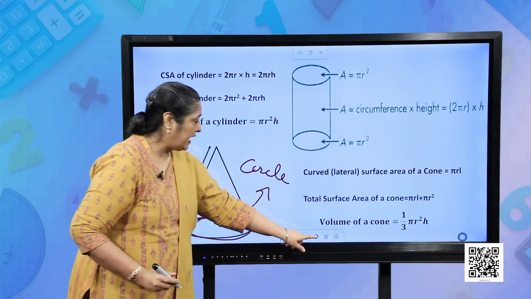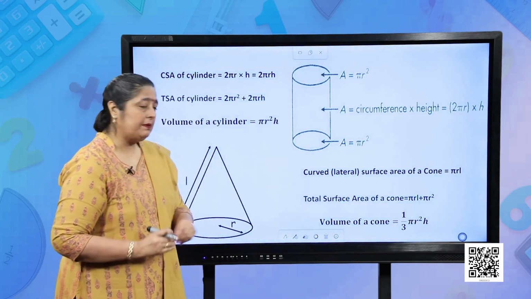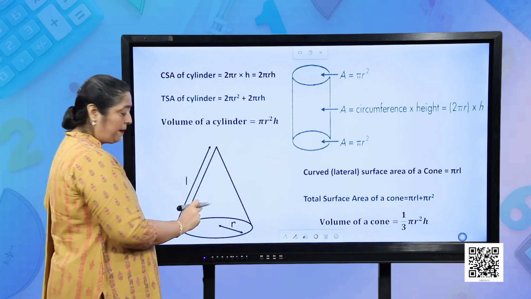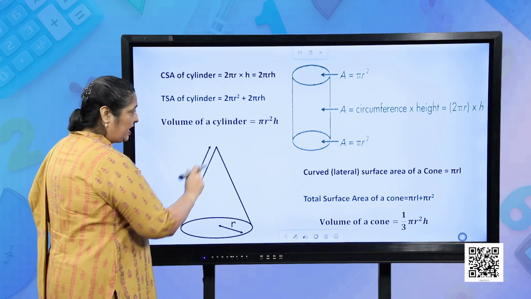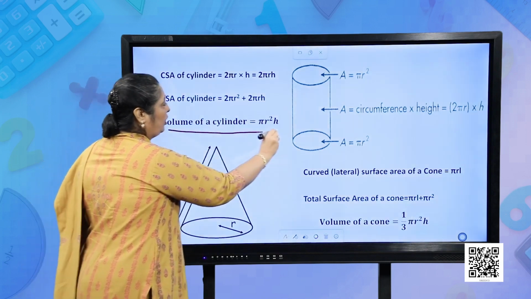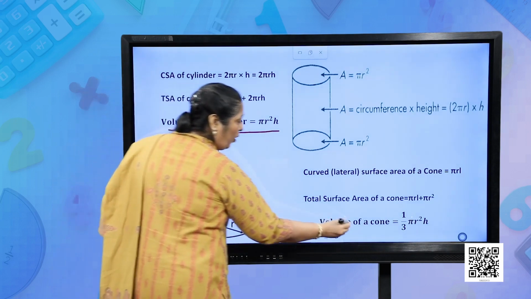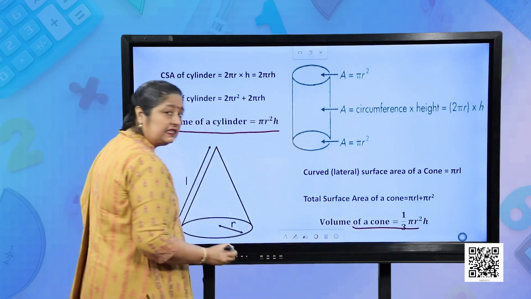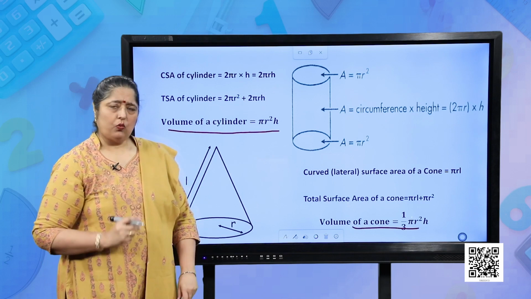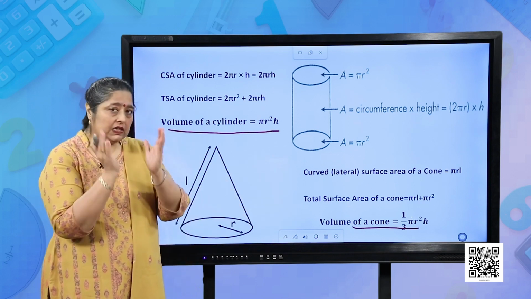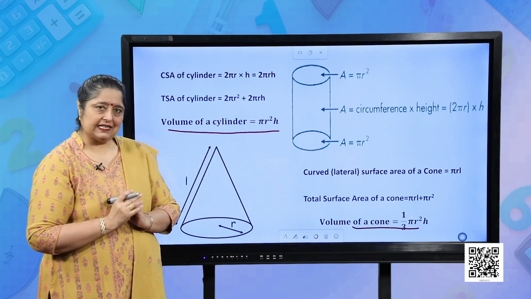Also, we know that volume of a cone is 1 by 3 pi r square h. Now, just have a look. Volume of a cylinder is pi r square h and volume of a cone is 1 by 3 pi r square h. What do you understand by this? That volume of a cone is 1/3 of the volume of a cylinder.